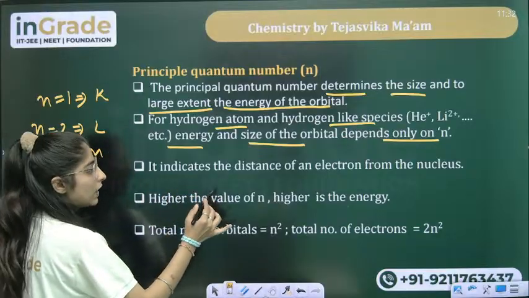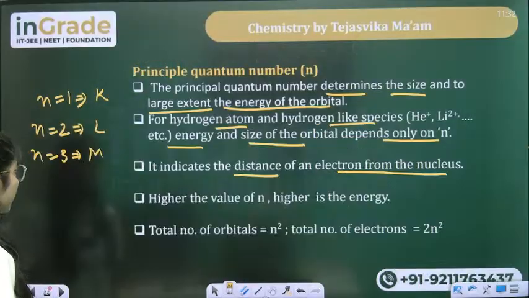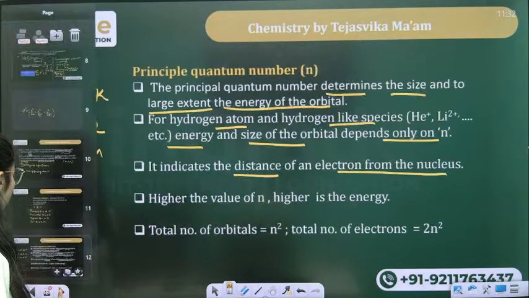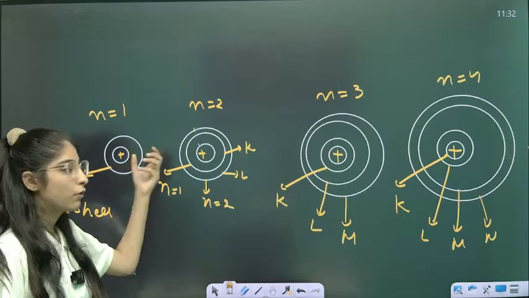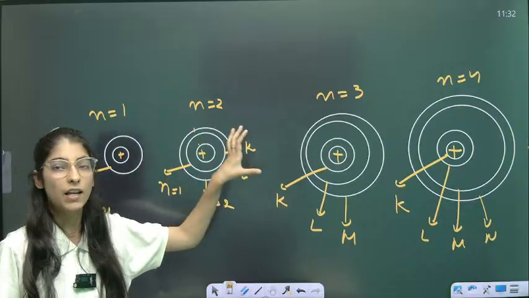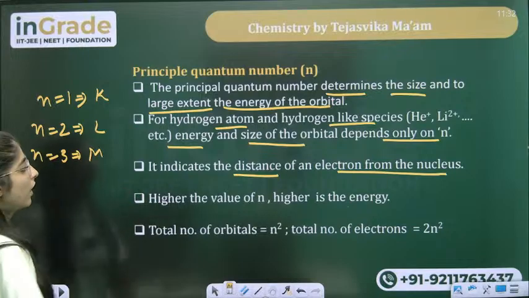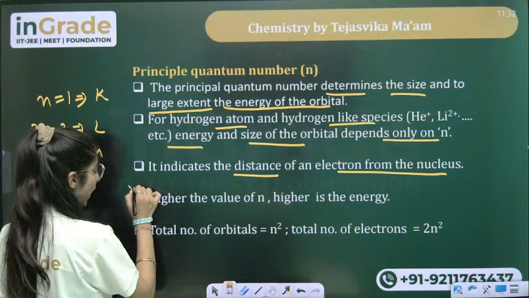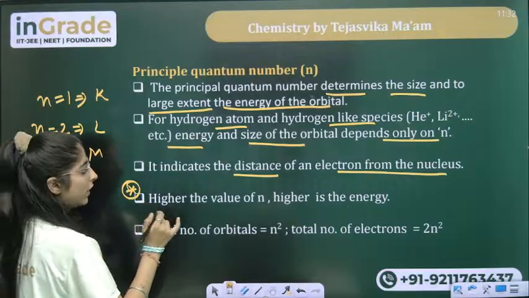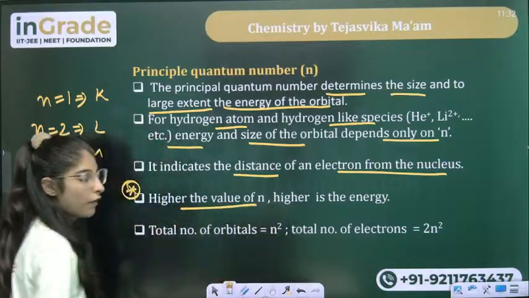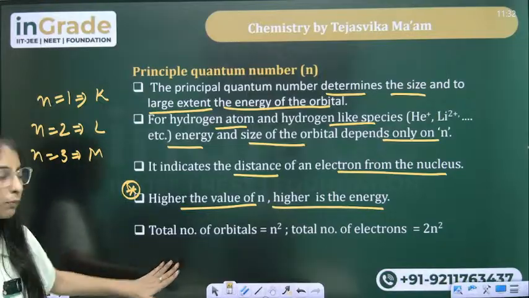It indicates the distance of the electron from the nucleus. Here you can see the distance between the electron and the nucleus is getting increased as the value of n is getting increased. Okay. Now let's move and see the next point which is important. I am writing a star here, which means that this is important. It simply says as the value of n increases, energy will be increased. Okay. Now see the next point.